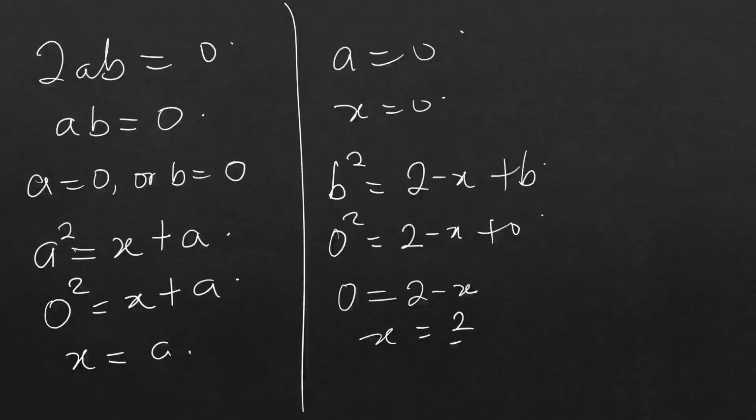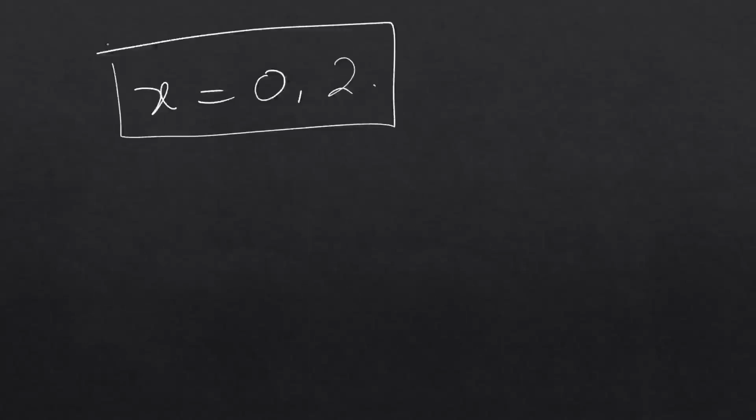Now, x is 0 here. We mentioned that x was 0 here, and x is 2. Finally, therefore, x is going to be 0 or 2. These are the two real solutions I've gotten for this class.